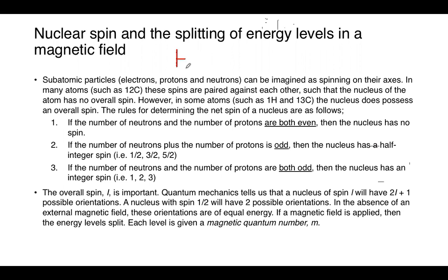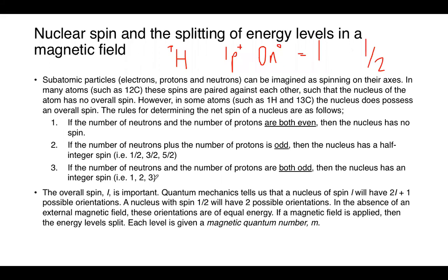So an example of this is hydrogen. I'll just do hydrogen as the easiest one. It's got one proton in its nucleus, and it has 0 neutrons. So in this case, the number of protons plus the number of neutrons is odd because 1 plus 0 is equal to 1. And so the nucleus has a half integer spin. So it would have 1/2 spin, because 1 times a half is a half.